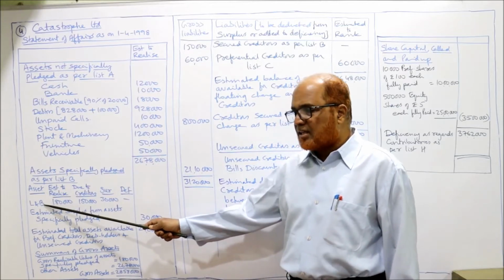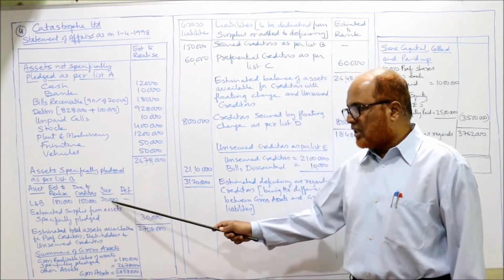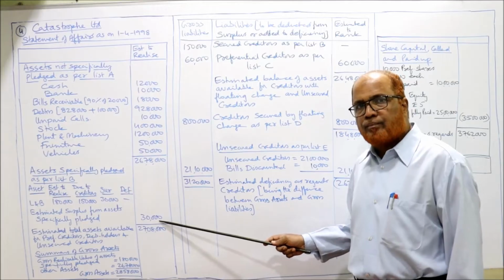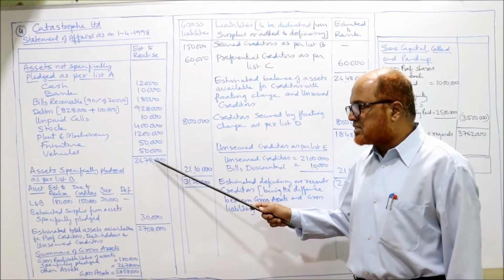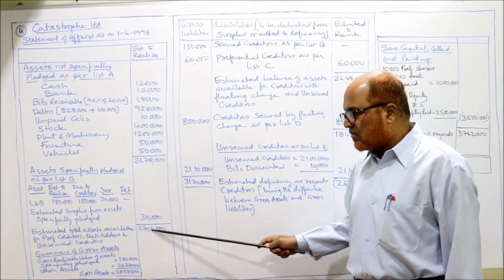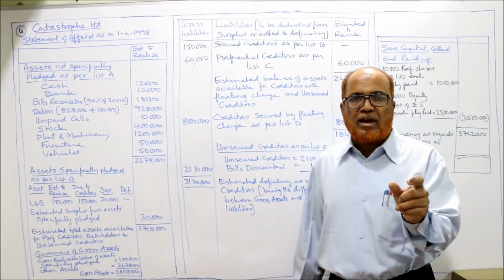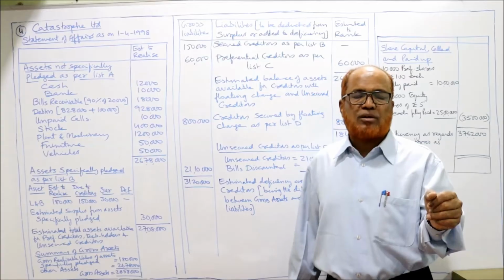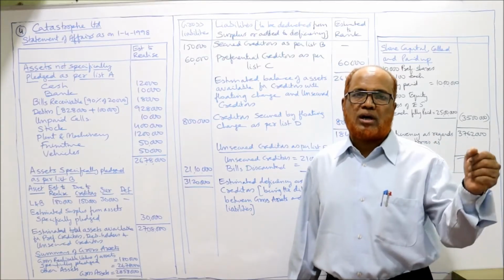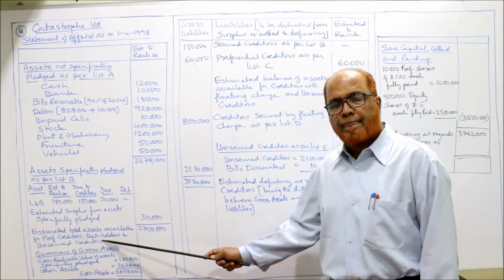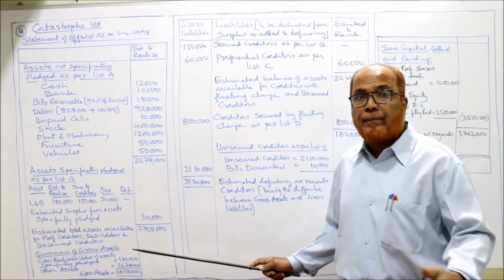Right? Now estimated surplus from asset specifically pledged. This asset was pledged, and from it a surplus of 30,000 has come. This 30,000 should be taken in the outer column. So total assets 26,78,000 plus 30,000, 27,08,000. This is the estimated total assets available for preferential creditors, debenture holders, unsecured creditors. From this amount only we will make the payments.